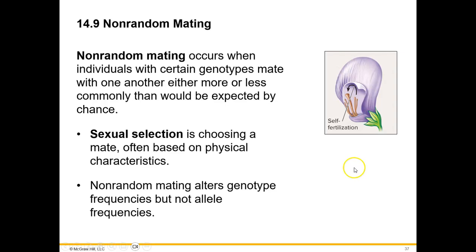Non-random mating alters the genotype frequencies, but it won't alter the allele frequencies because we're still passing on those alleles. It's just whether or not they're going to be expressed, or whether we'll have the right genotype for them to be expressed.